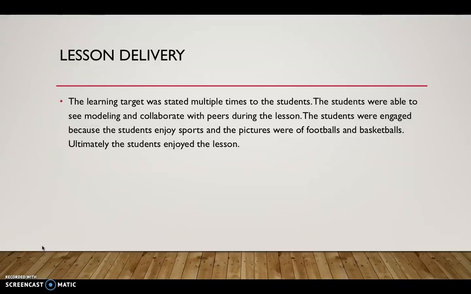Lesson delivery. The learning target was stated multiple times to the students. The students were able to see modeling and collaborate with peers during the lesson. The students were engaged because the students enjoy sports and the pictures were of footballs and basketballs. Ultimately, the students enjoyed the lesson. Like I previously said, part of my lesson delivery was making sure that they really enjoyed this. I gave them a little teaser about the pictures, showed them at the beginning of the lesson. They got really excited about it. So that was kind of fun to see them.